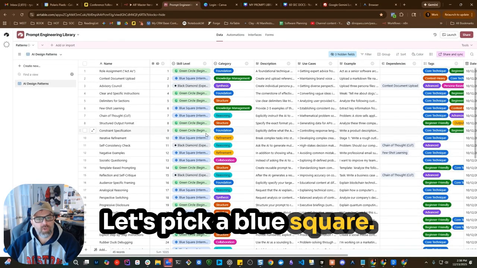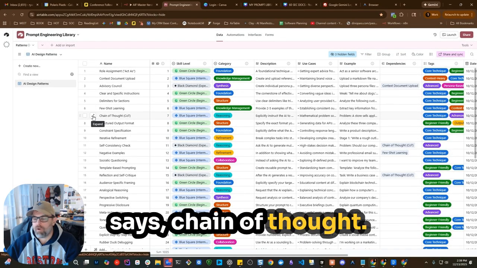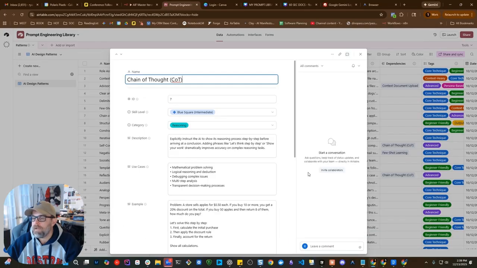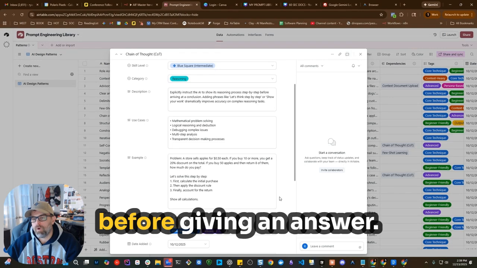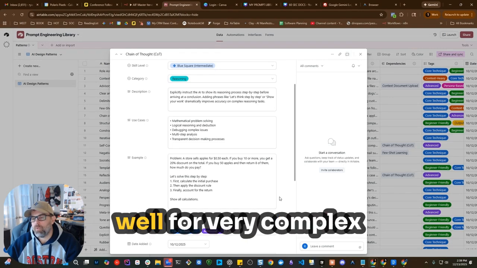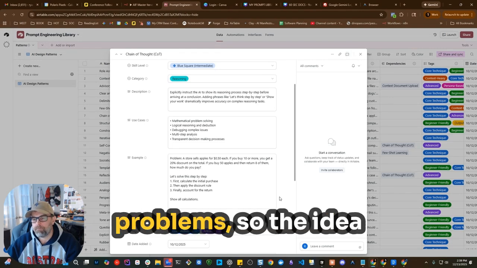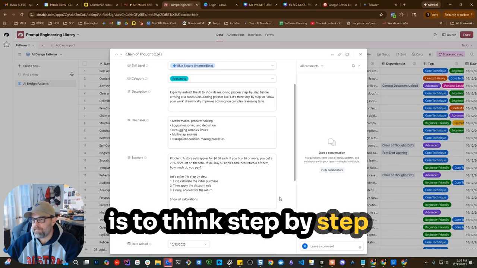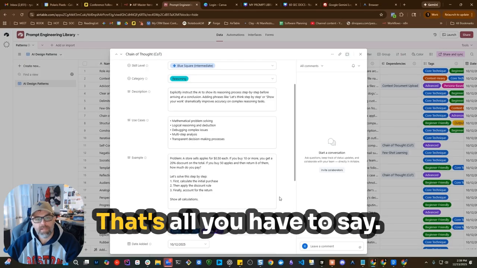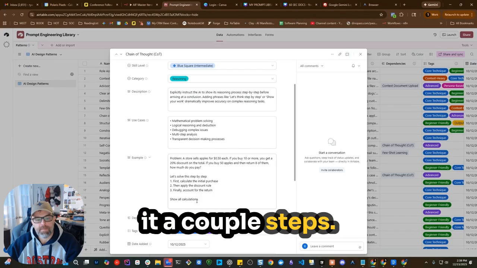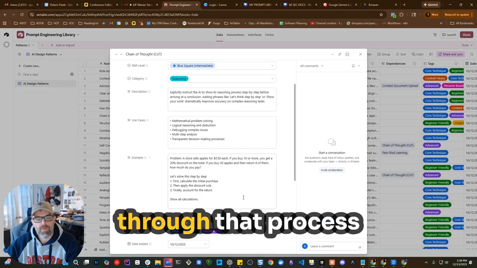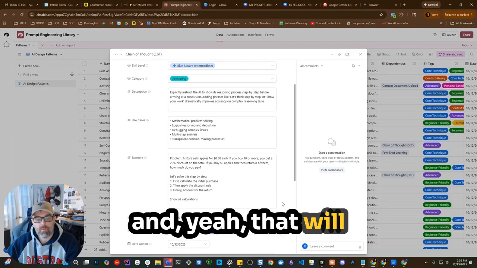Let's pick a blue square. This one here that says chain of thought. This is where you ask the AI to think step by step before giving an answer. This works incredibly well for very complex problems. So the idea is to think step by step before answering. That's all you have to say. Yeah, and you give it a couple steps and ask it to go through that process. And yeah, that will improve the results.